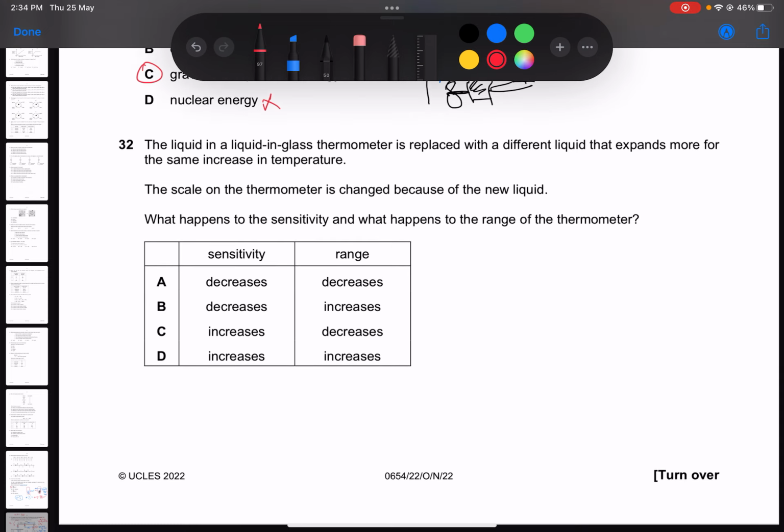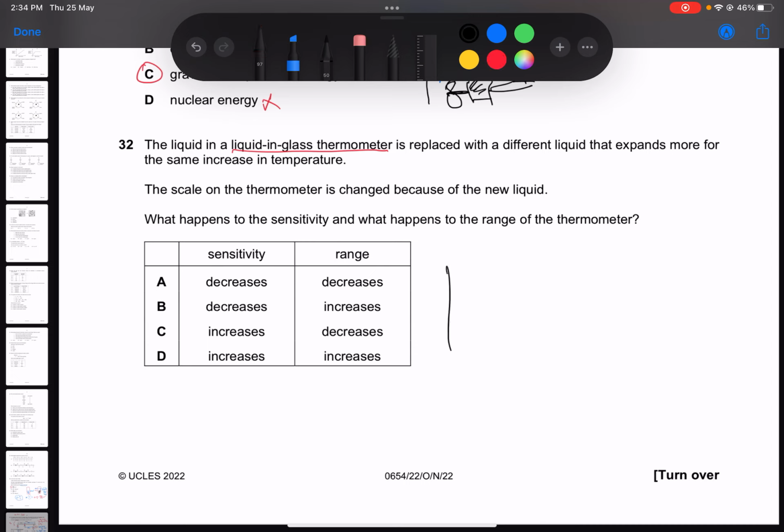Okay, question number 32. The liquid in a liquid-in-glass thermometer is replaced with a different liquid that expands more for the same increase in temperature. All right, so the scale of the thermometer is changed because of the new liquid. Definitely, yes. What happens to the sensitivity and what happens to the range of the thermometer?